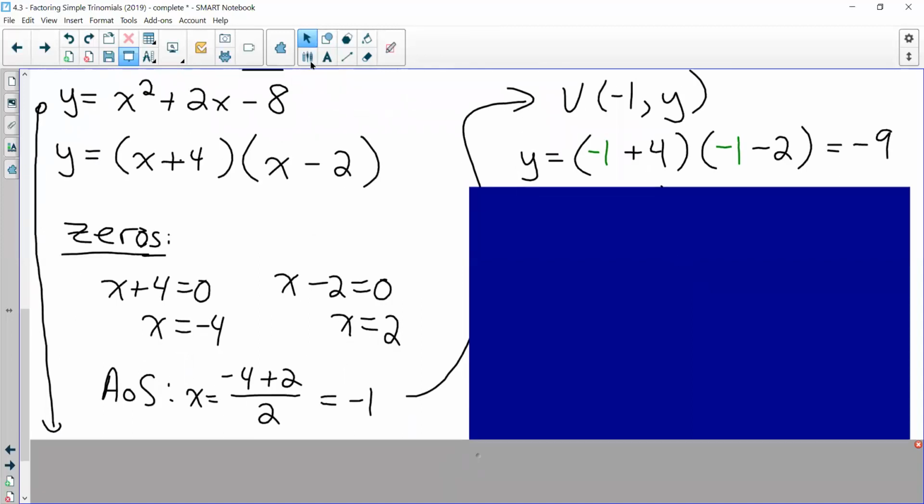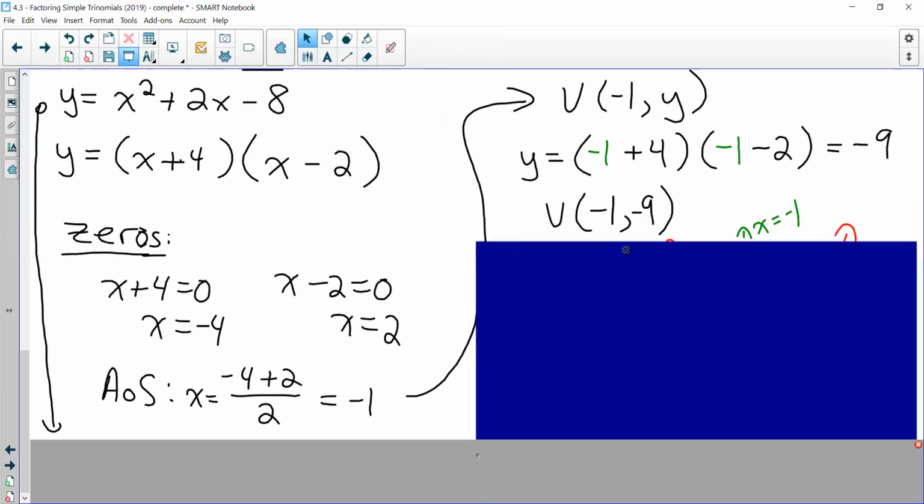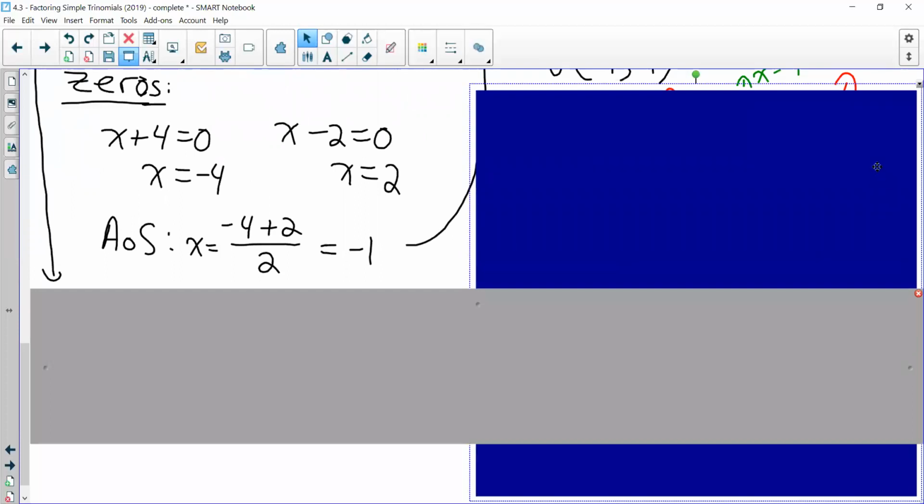Now notice here I chose not to use the expanded form, although I could have, to find the y value. I used instead the factored form. It really doesn't matter which form you use, as long as you're confident you got the factored form correct, I suppose. And then once you plug in that x value, you're going to get the y value. So the y value for the vertex is -9. So we have all the information we need to produce a graph.